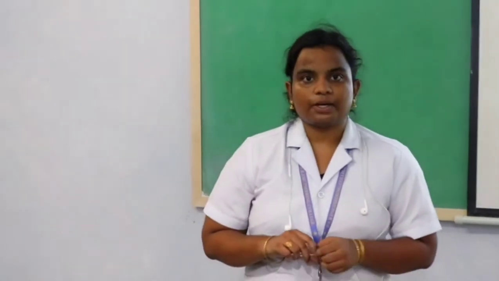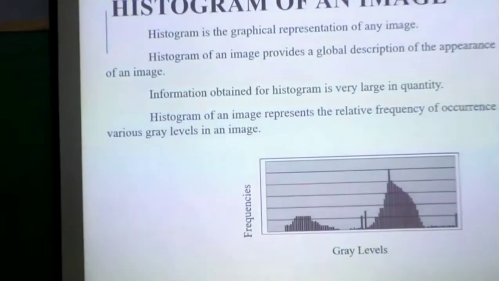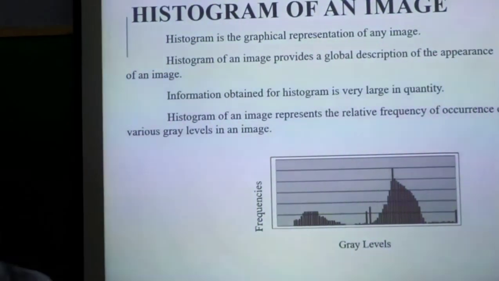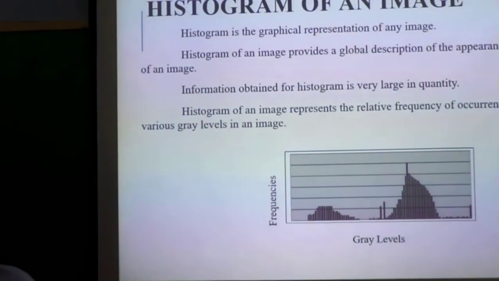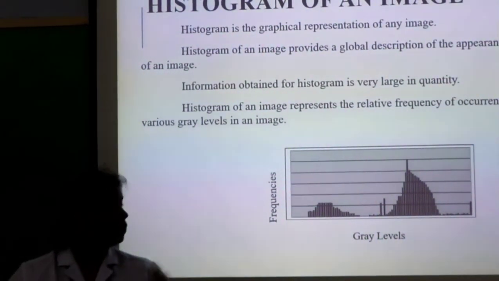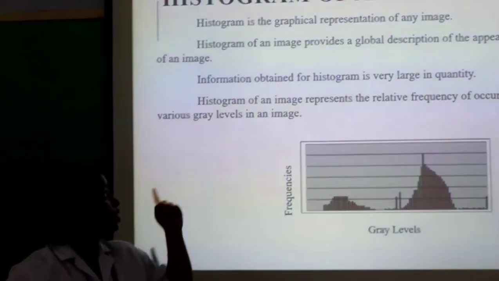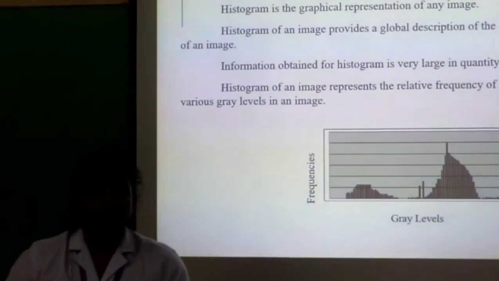Today we discuss the topic digital image processing in histogram. First we discuss the histogram of an image. Before going into this, we should know what an image is. An image is a two-dimensional function f(x, y), where x, y are the spatial coordinates. The histogram of an image is the graphical representation of an image.